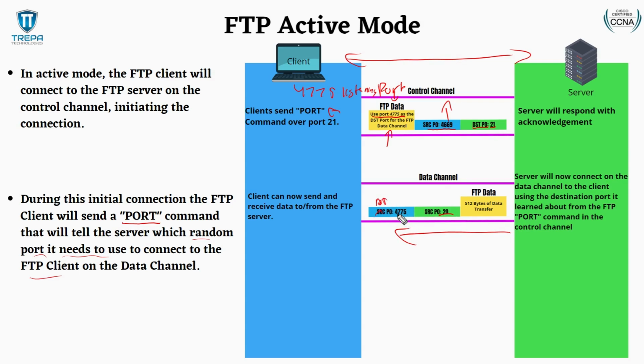The destination port is going to be the port 4775, which the server learned about from the port command on that control channel, the initial channel and client connection that it made. So that's going to be active mode. The client initiating the connection over the control channel and telling that FTP server which port to use when creating the data channel connection back to the client. And then once that's done, we can go ahead and start doing some file transfers.